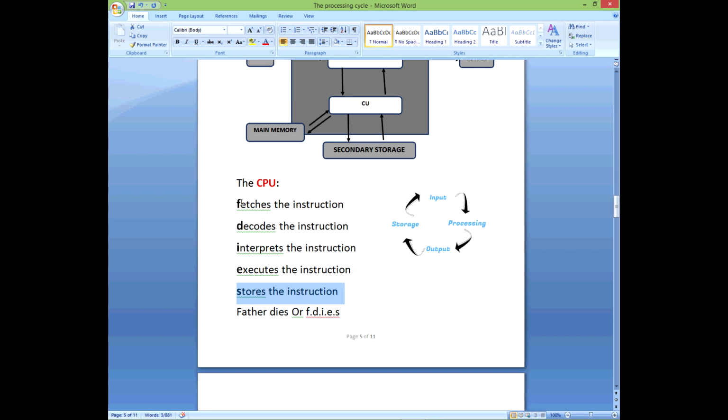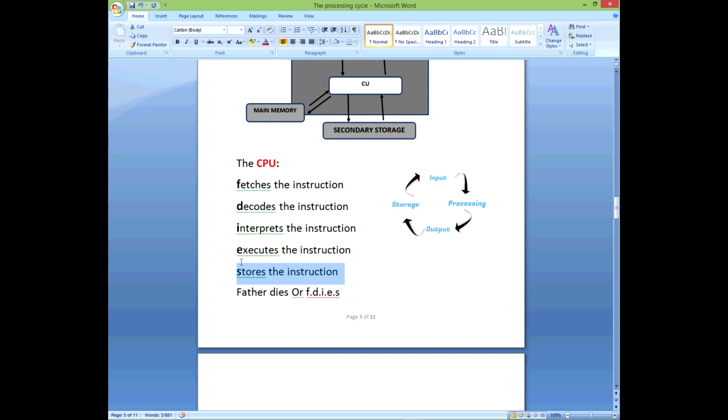So I came up with the acronym FDIES, or Father Dies, to help you remember it. You don't have to use this, you can make up your own. This is just my foolishness. This is how I remember it. Fetches the instruction, decodes the instruction, interprets the instruction, executes the instruction, stores the result.